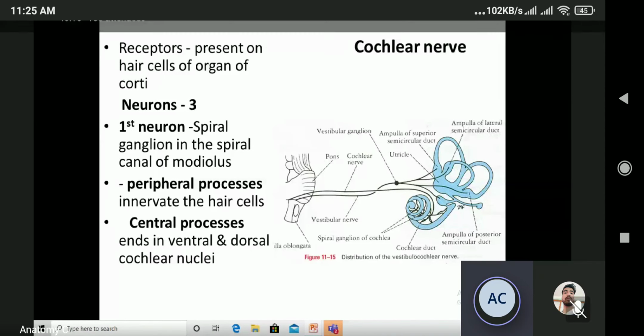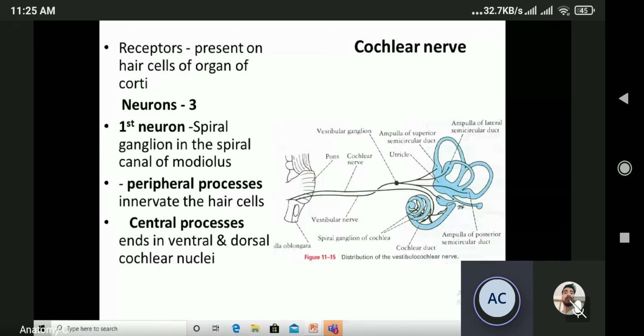Come to the cochlear nerve. So the cochlear nerve is mainly responsible for hearing, isn't it? The receptors for the cochlear nerve lie in the organ of Corti, which is present within the cochlea.